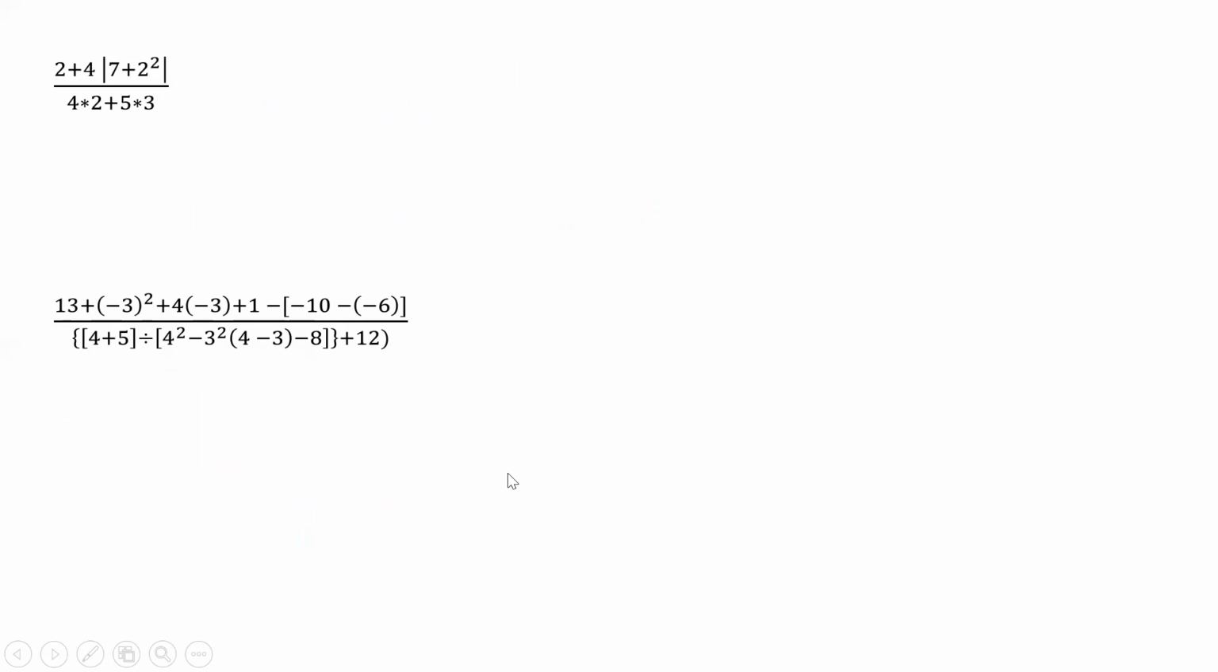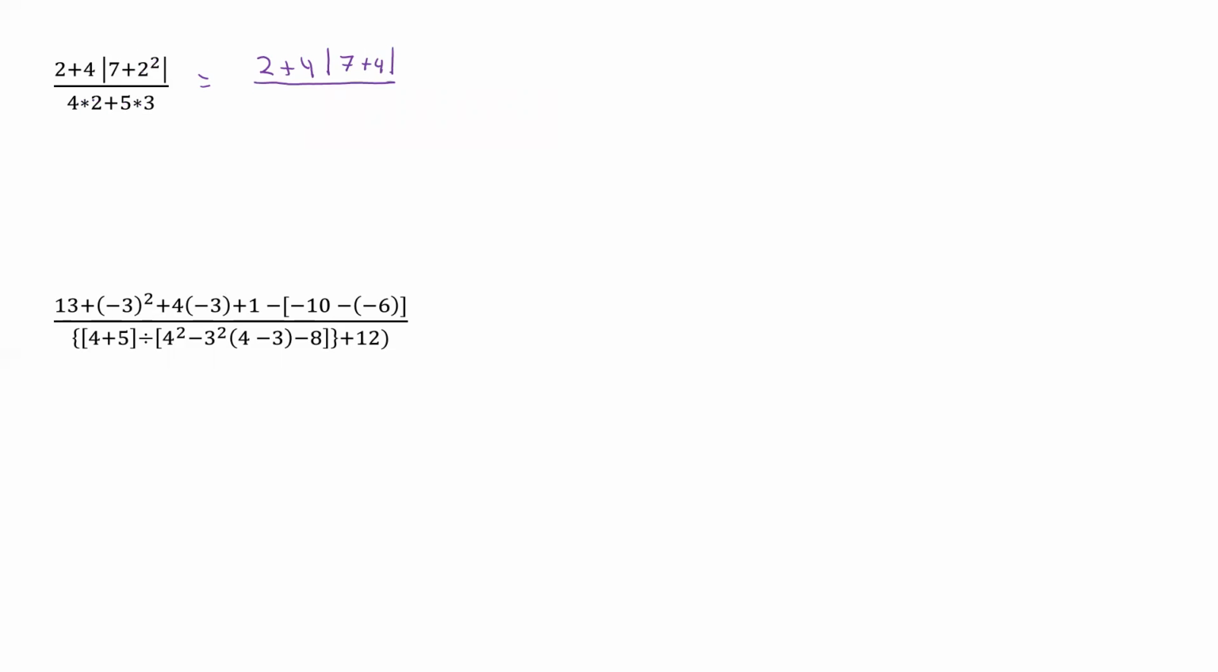All right, moving on here, we have a little bit more complex one. Now we have a lot more stuff in the numerator and a lot more stuff in the denominator. So let's work through and see what we have. Well, we have 2 plus 4. Now we have this absolute value. Well, we have to simplify that. So let's keep that because we notice we have a squared we have to simplify first. So 2 squared is 4. So that's a 7 plus 4.